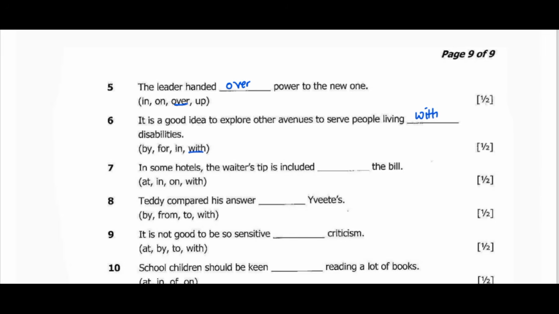It is a good idea to explore other avenues to serve people living with disabilities. In some hotels, the waiter's tip is included in the bill. It's in the bill. The waiter's tip is a small amount of money customers give to a waiter in appreciation of the service. So it's in the bill. Ted compared his answer. So for comparison, you compare something to someone. So Ted compared his answer to Yvette's.